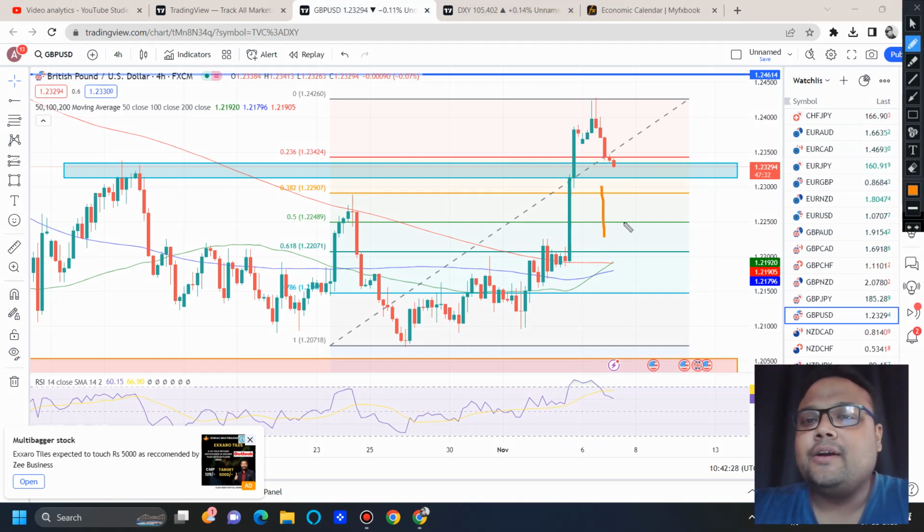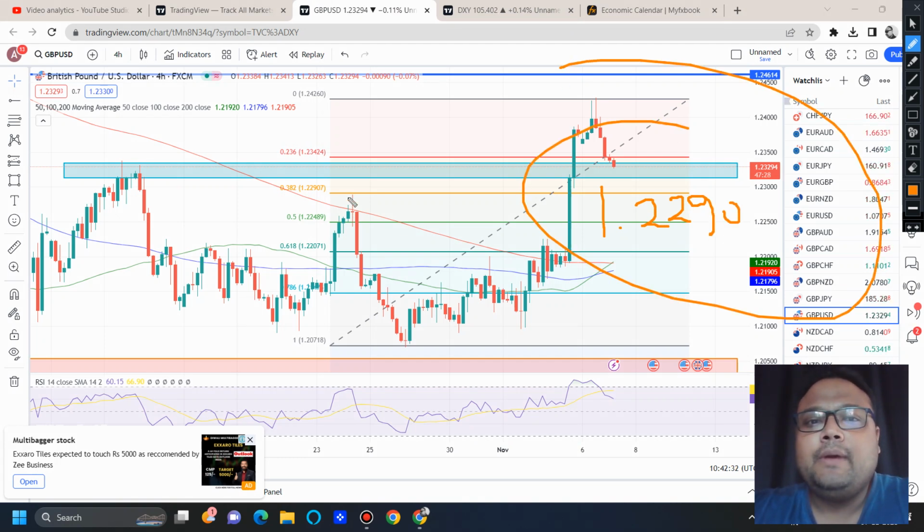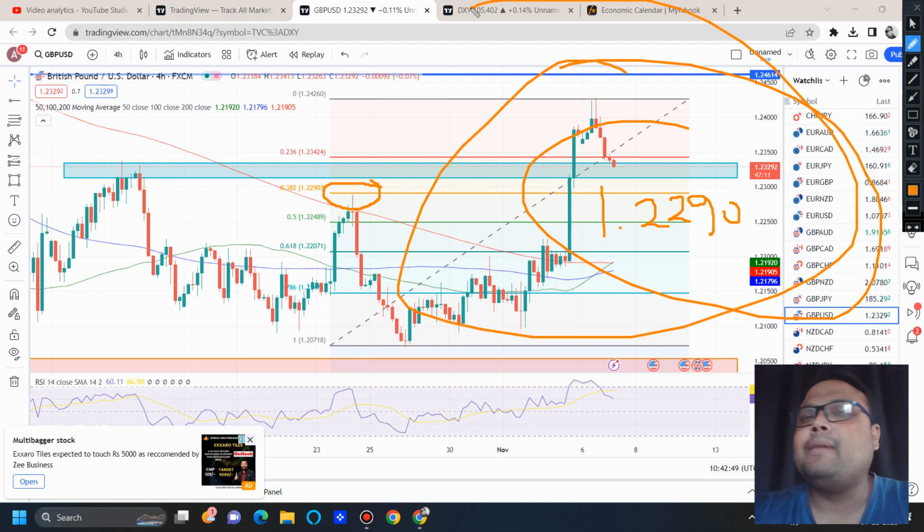So yes, if you want to look for a buy position at 1.2290 because of FIBO 50 and previous resistance working as support, that's your personal choice. You can go for it. But as I said, I prefer to grab a buy at FIBO 50 and 61.8% retracement only. So if the market takes support and bounces, yes, we can go for a buy position.